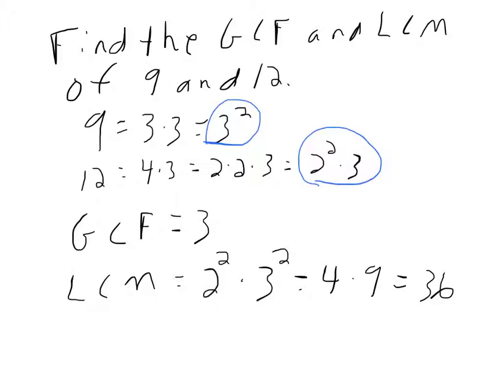This is one way to work it with prime factorization. So, if you have 9 and 12, the largest number that divides into both of them with a remainder of 0 is 3. And the opposite of that, least common multiple, what's the smallest multiple that both these numbers go into? Well, 36. Hope this helps.